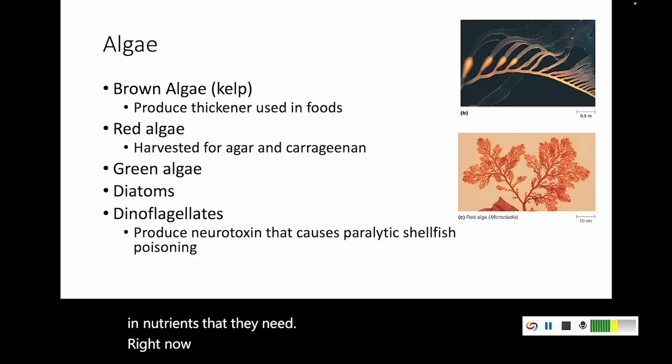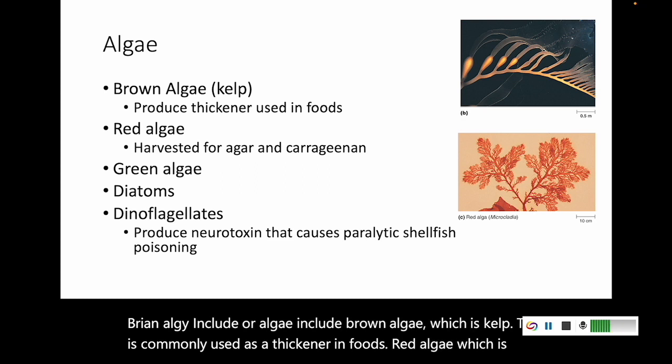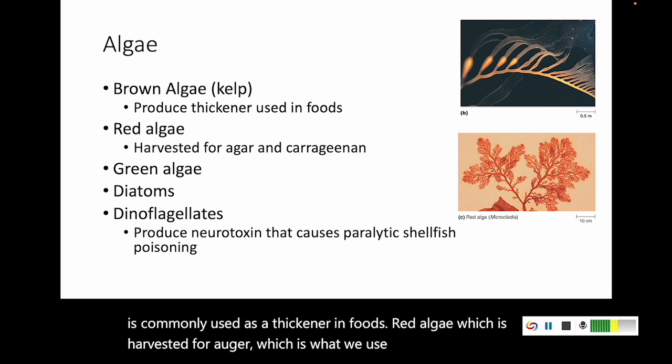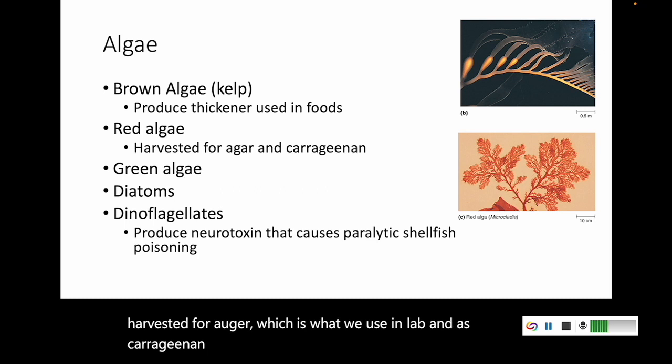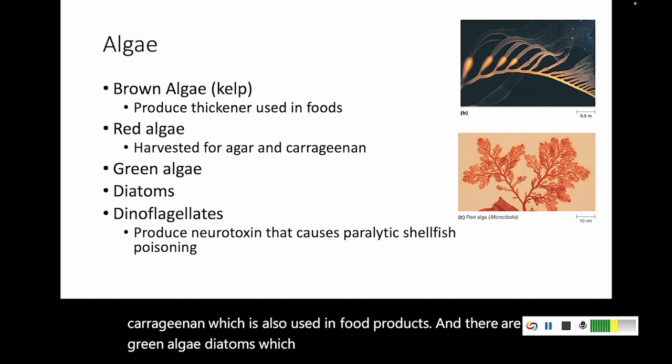Algae include brown algae, which is kelp. This is commonly used as a thickener in foods. Red algae, which is harvested for agar, which is what we use in lab, and as carrageenan, which is also used in food products. Then there are green algae, diatoms, which we just talked about, and dinoflagellates.